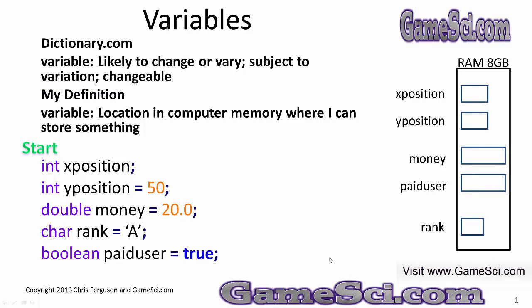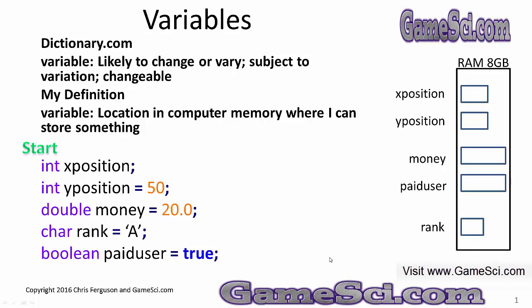Variables. Variables are very important to video games. Variables are where we store all the information about our player, our character, our score, our health. According to dictionary.com, a variable is likely to change or vary, subject to variation, changeable. My definition: I've always thought of a variable as a location in computer memory where I can store something. A little cubbyhole where I can put a piece of information to use later in my computer program. Understanding variables is the key to understanding computer programming, and it's a key to understanding object-oriented computer programming.